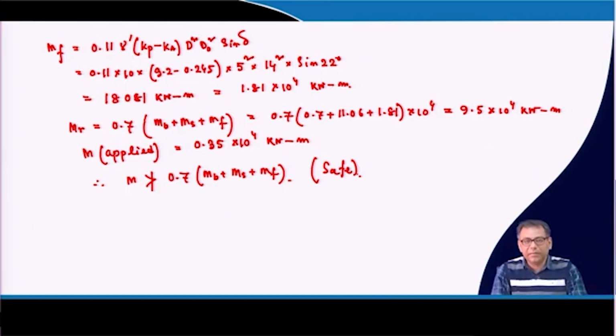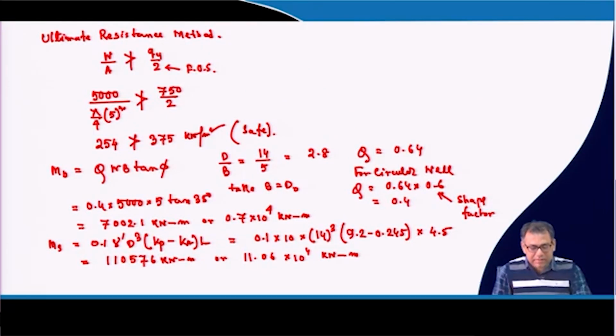So, we have checked this well stability using both the methods, elastic analysis as well as the ultimate resistance method, and both the methods are giving the safe design. Okay, so it is indicating that this well is stable. So this is the end of the well foundation.